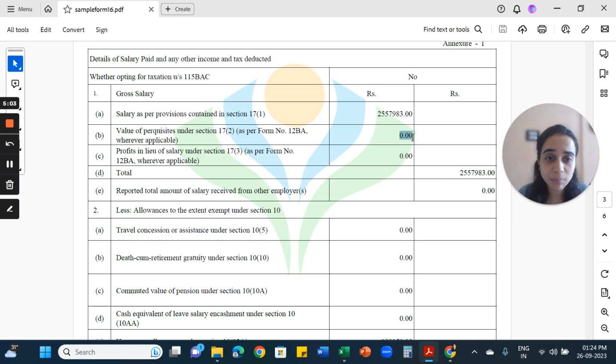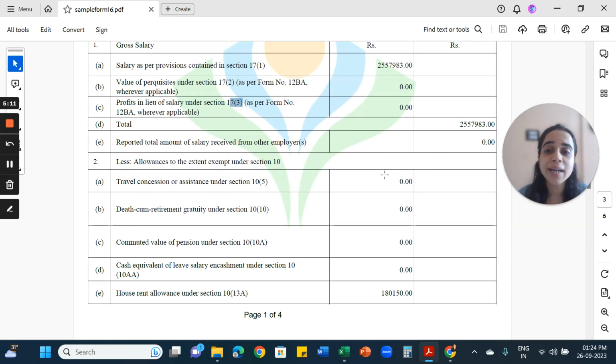So these are the separate components of it, 17(1), 17(2), 17(3), different perquisites which the employee has got, and these are the exemptions. All the exemptions like travel, gratuity, pension, leave salary encashment, HRA. Now see, HRA here is 1,80,000.